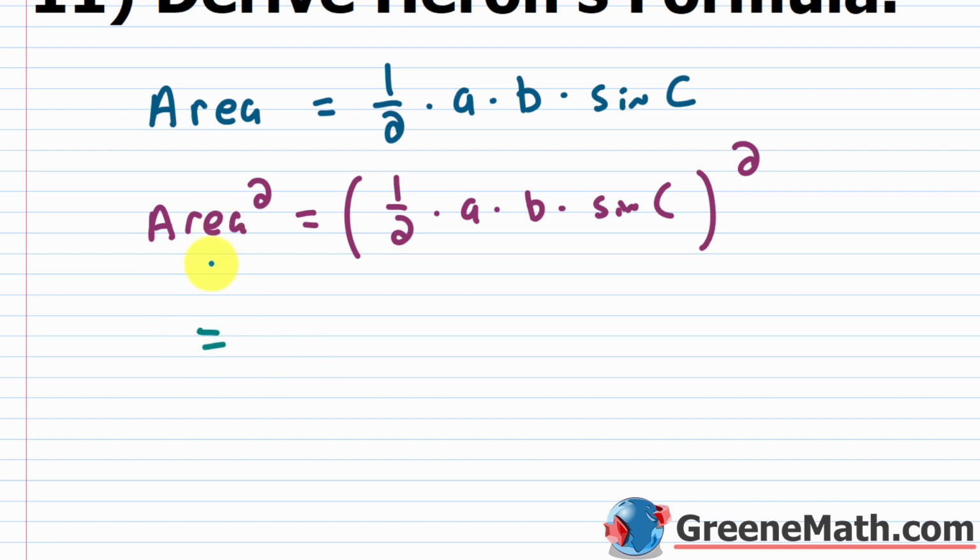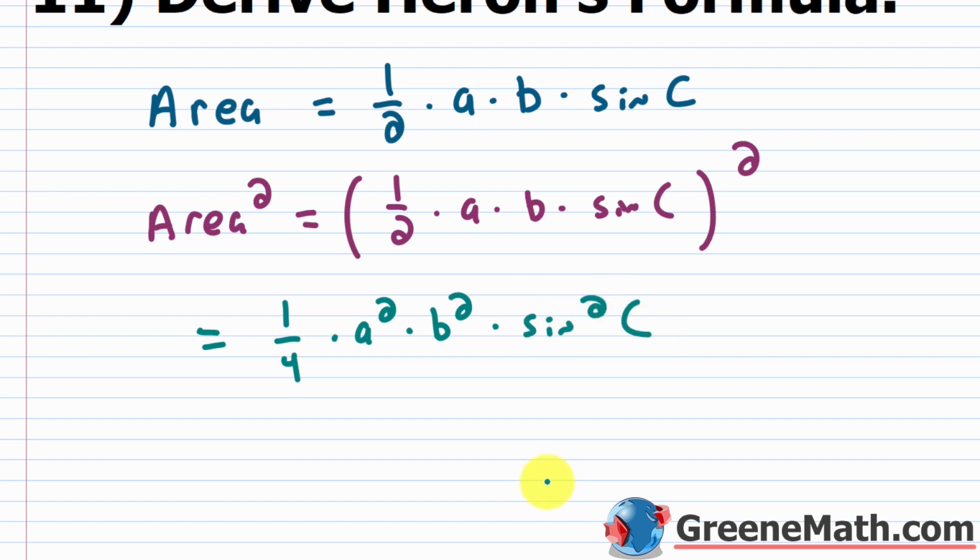We know that this is area squared. I'm just getting a little room. So this would be 1/2 being squared, so basically that is 1/4. And then times A that's squared, and then times B that's squared. And then times, you could write the sine of C being squared as sine squared C.